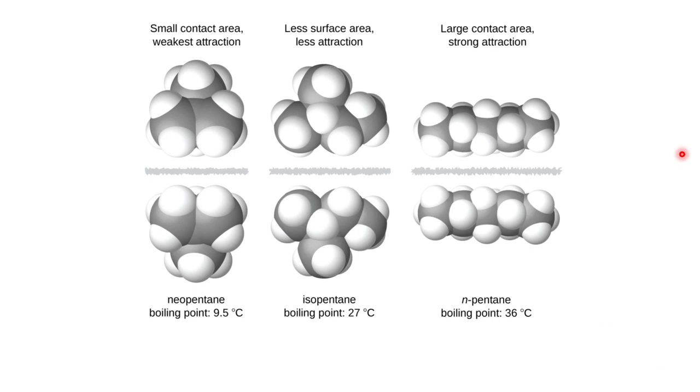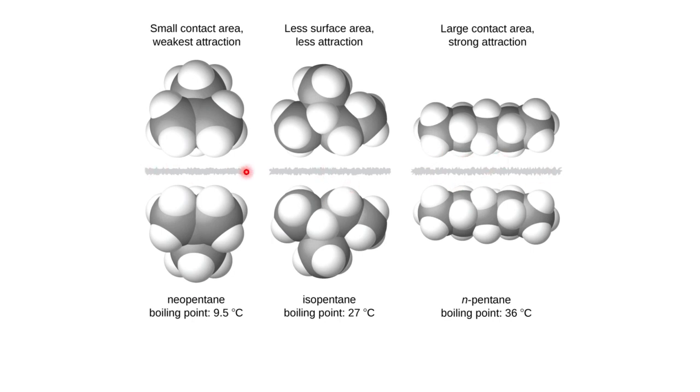And so this is kind of the trend. As you get a small contact area, you get the weakest attraction. And as the surface area gets larger and you have greater attraction, you have greater intermolecular forces. There's more of them, basically, is what's happening. There are intermolecular contacts between this whole area versus here.